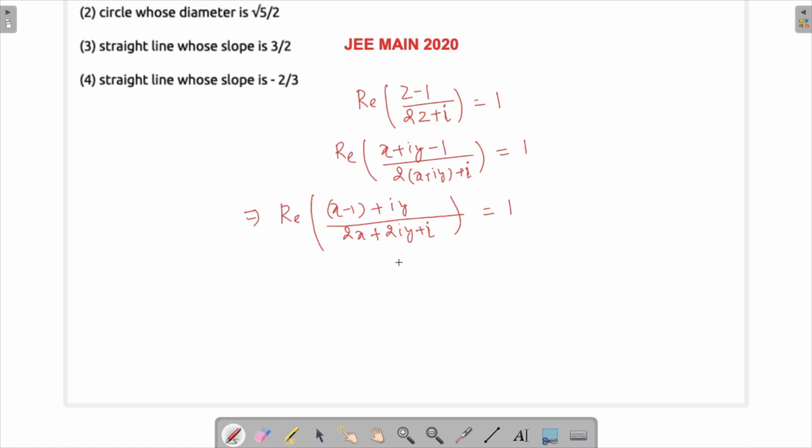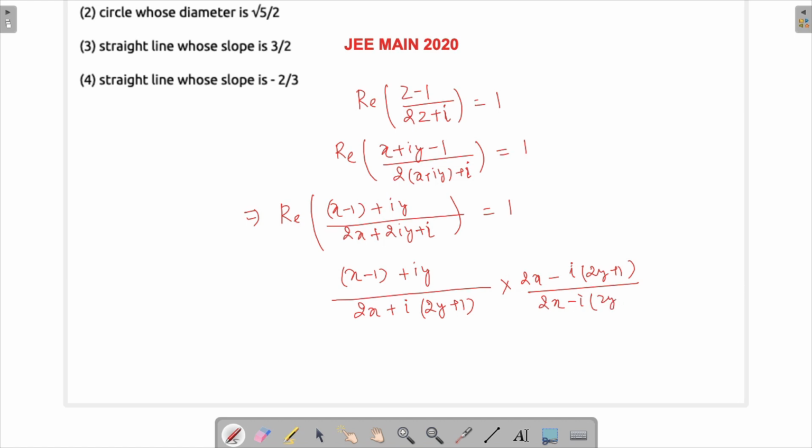So what I will do here is just work with this, and first write it in the form of a complex number, and then we will take the real part of it. So this will become (x minus 1 plus i times y), divided by (2x plus i times (2y plus 1)). So once we get this, we can multiply by its conjugate. So this will be (2x minus i times (2y plus 1)) upon (2x minus i times (2y plus 1)).